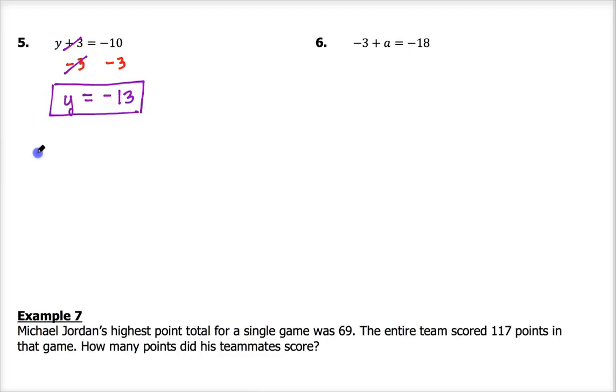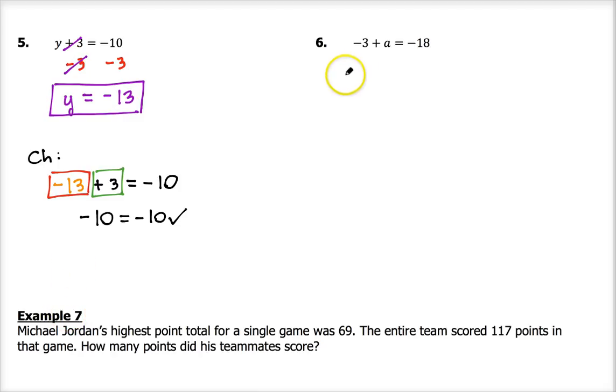Let's check. Substitute negative 13 in for y. Negative 13 plus 3 equals negative 10. Negative 13 plus 3, again, think about your integer rules. If you have 13 negatives and you combine that with 3 positives, take the difference of those numbers and you're left with negative 10. So that works.